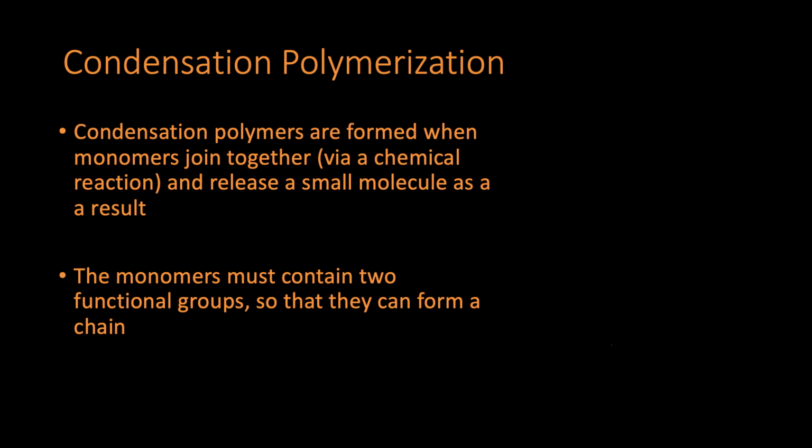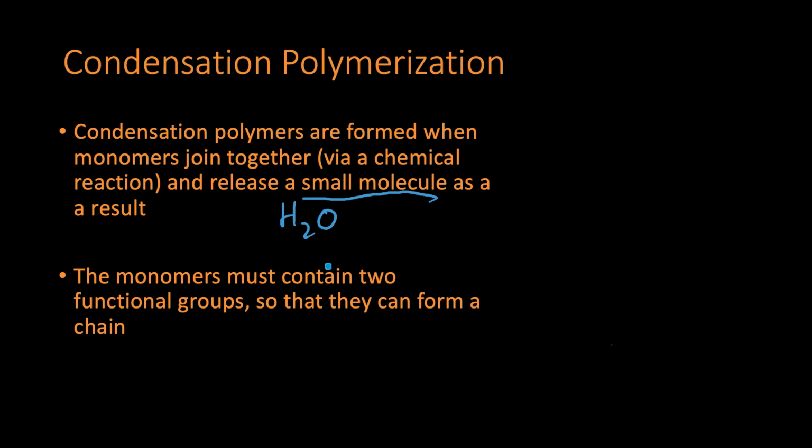Right, so a condensation polymer is formed when monomers join together via a chemical reaction, that's obvious, and release a small molecule as a result. Now that small molecule, because this sounds like a bit of a mouthful, basically it means when monomers join, rather than in an addition polymerization where they just join up and that's it, normally what they do is they kick out H2O, right? So that small molecule is H2O generally. So you're going to be getting rid of H2O every time monomers join together, and we'll have a look at an example of that.